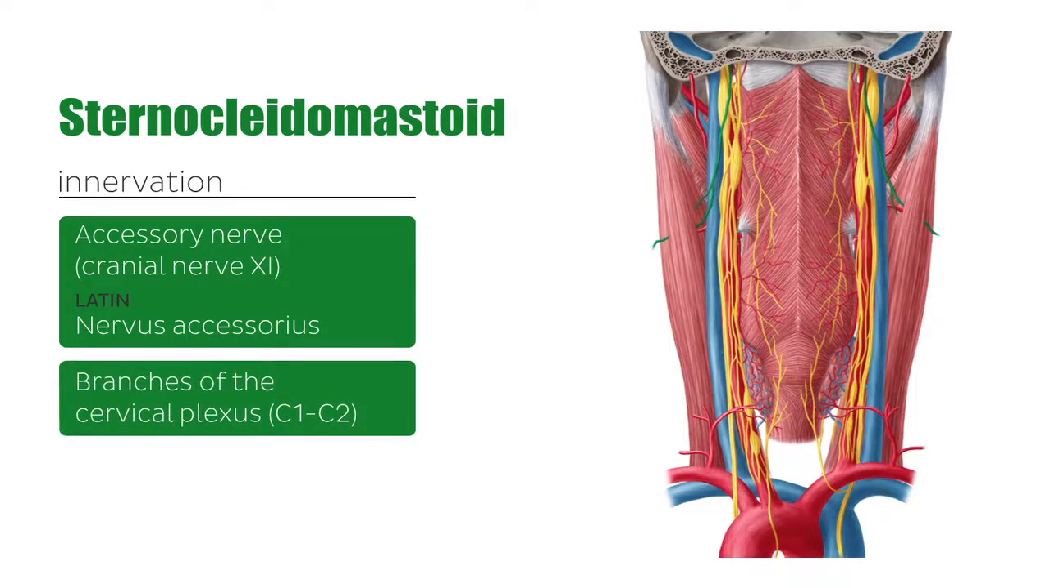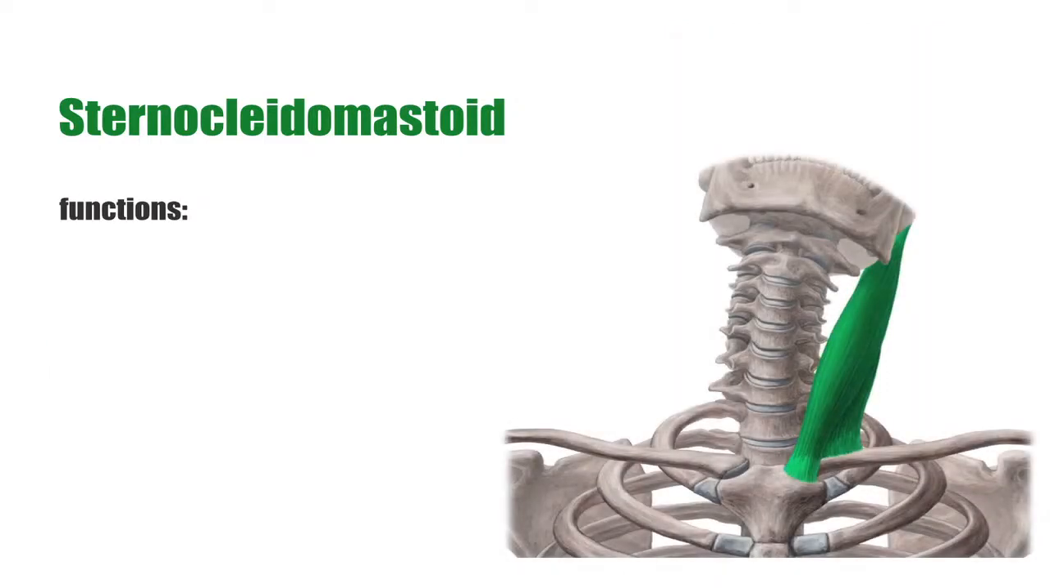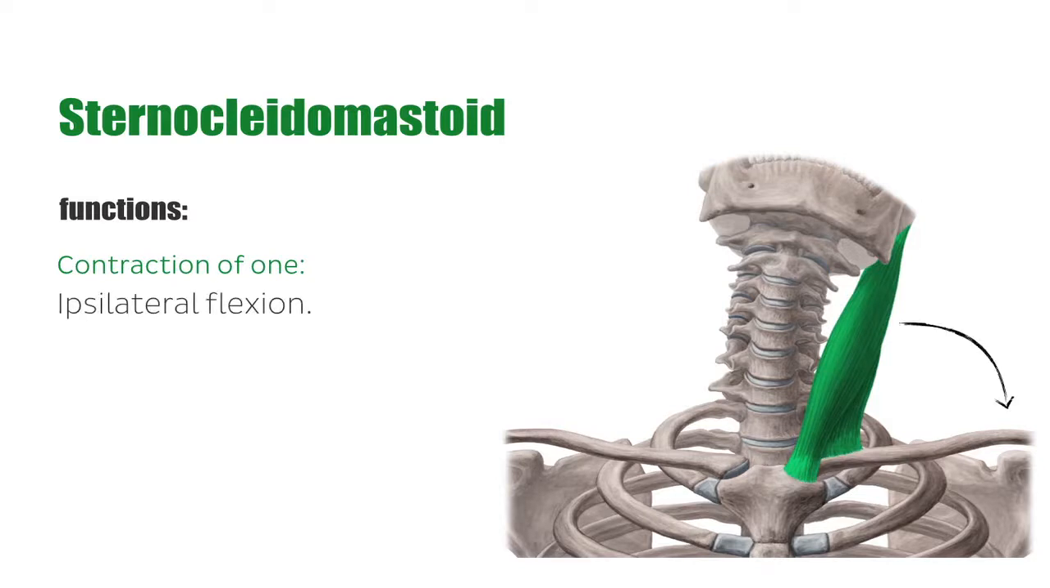When it comes to the different functions associated to the sternocleidomastoid muscle, the contraction of one sternocleidomastoid muscle flexes the cervical vertebral column to the same side, what we call ipsilateral flexion, seen here indicated by this arrow. So when you try to touch your shoulder with your ear. It also rotates the head to the opposite side, known as contralateral rotation.